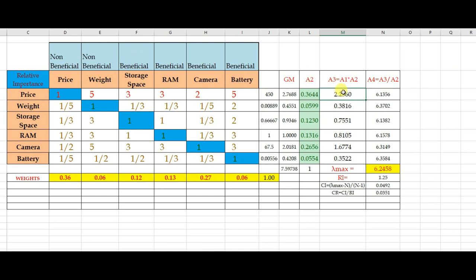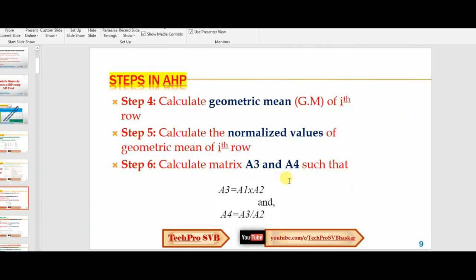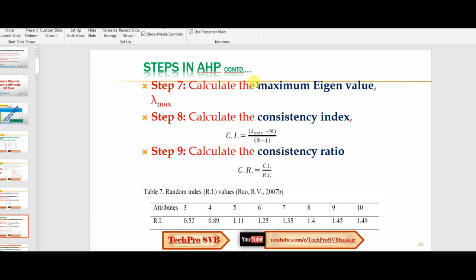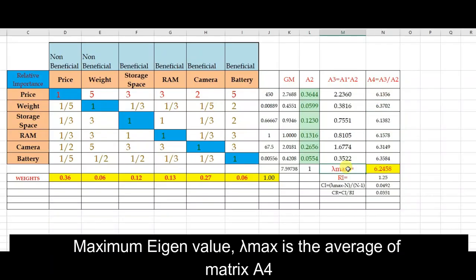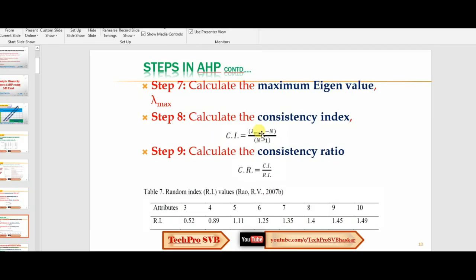Now A4 is A3 divided by A2. So this divided by this is matrix A4. Like this we get all these A4 values. Now next step is the calculation of the maximum eigenvalue. You can see the maximum eigenvalue is lambda max. How is lambda max calculated? Once we get this A4 matrix, the average of all these A4 values is nothing but lambda max. That is, the eigenvalue is the average of all these A4 matrix values.